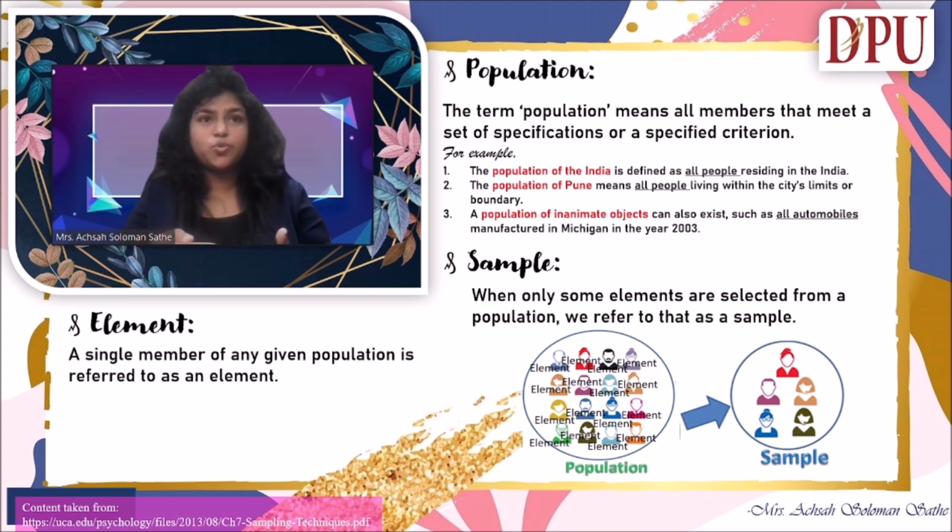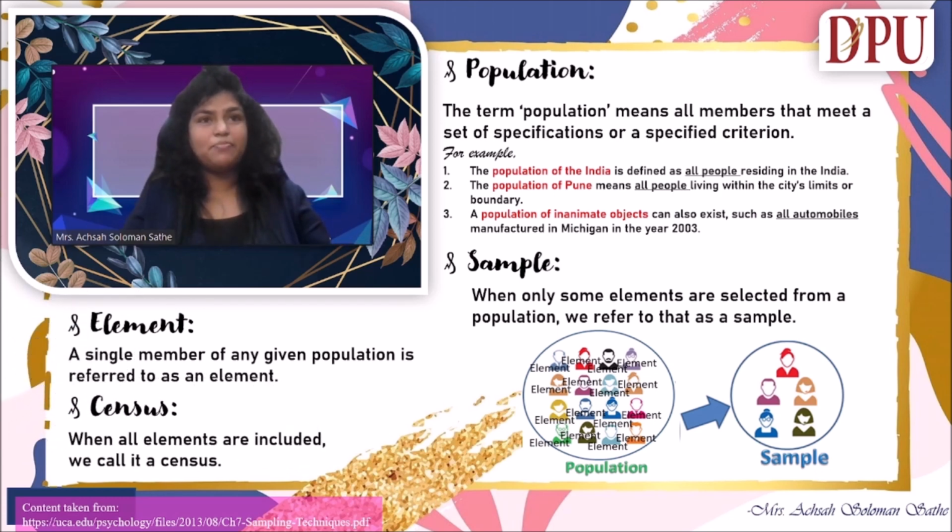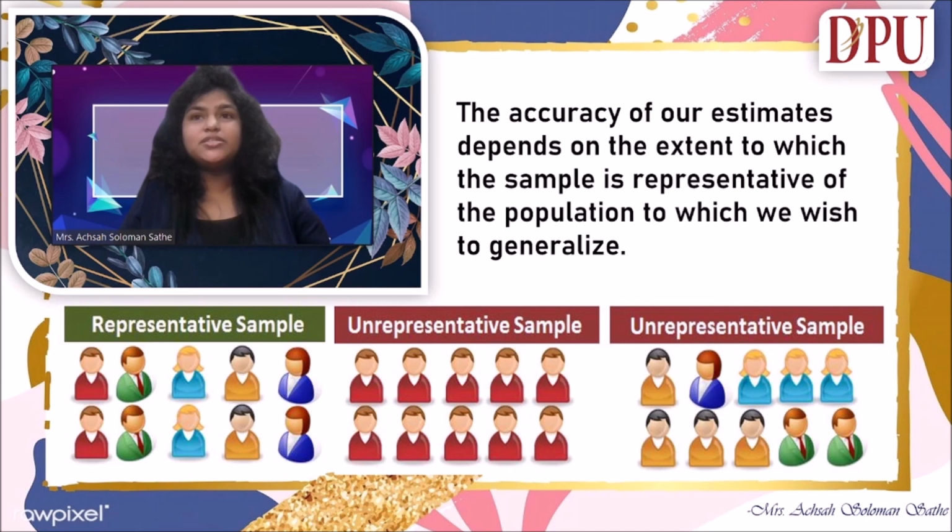That makes us come to the next question, that is, why can't a research happen for the entire population? Yes, it does happen, but not by you and me, but the government sure does have a census that is taken. Now, a census is something when all elements are included, and that's what we call a census. When the entire population is taken into consideration, that's when we will call it a census and not a sample. Now, the accuracy of our estimates depends on the extent to which the sample is representative of the population to which we wish to generalize.